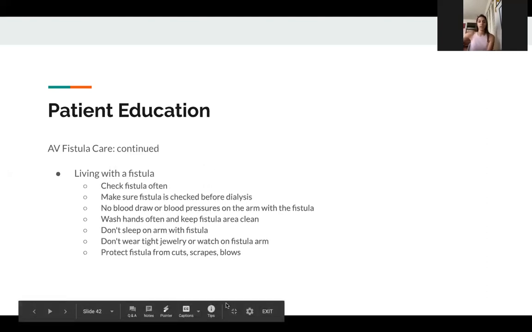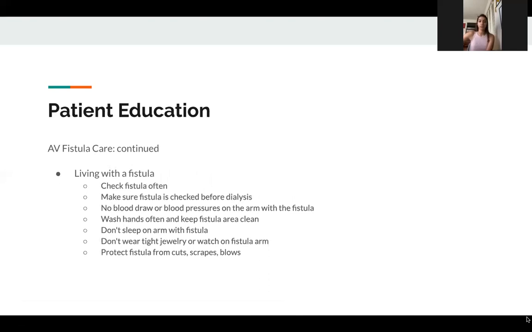And then also just living with the fistula, check the fistula often, and then make sure it's checked right before dialysis. Also no blood draws and blood pressures, like Chelsea mentioned. Wash hands often and keep the site clean always. Never sleep on the arm with the fistula, and then don't wear any tight jewelry or watch on the fistula arm, and just protect it.